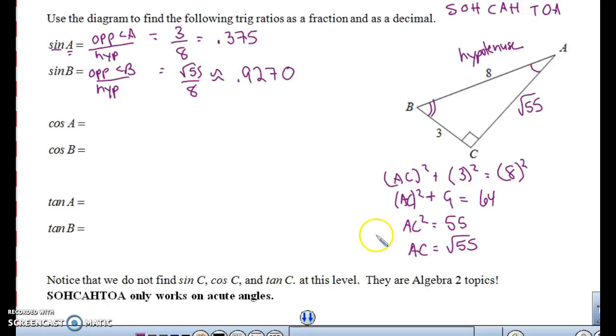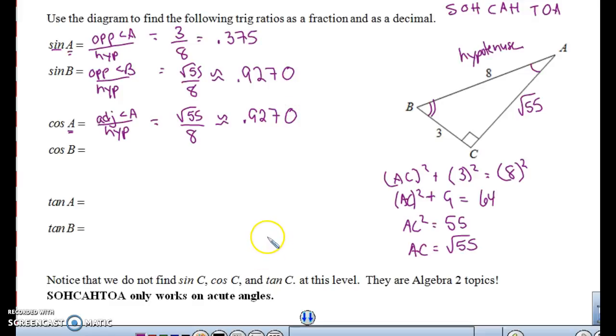All right, now we're going to do the same thing for cosine. Cosine ratio. Sohcahtoa. Cosine is adjacent over hypotenuse. So again, based on that angle, adjacent to angle A over the hypotenuse. So we go to angle A. Now remember, the adjacent side is the side it sits on that's not the hypotenuse. So adjacent to angle A would be the square root of 55. It would be this side right here. And the hypotenuse is 8. So it's the square root of 55 over 8. We already evaluated that one previously for sine of B. So that's going to be approximately 0.9270.